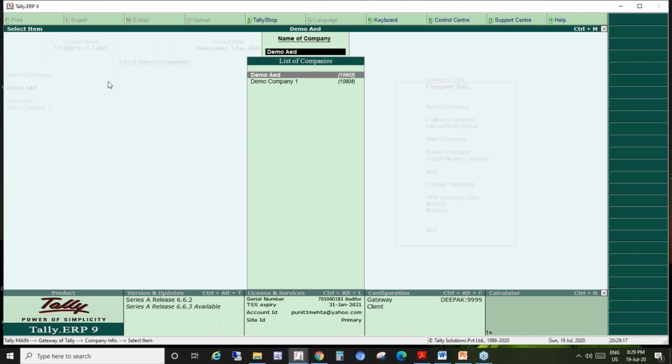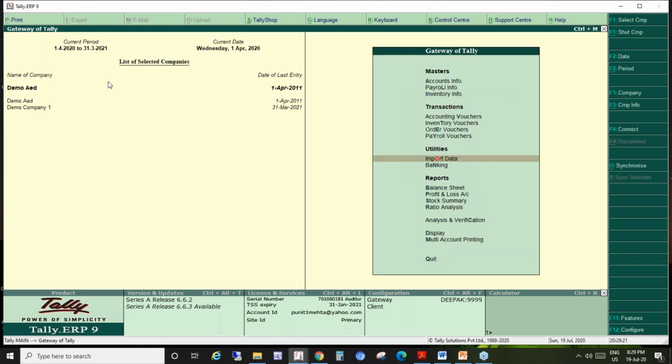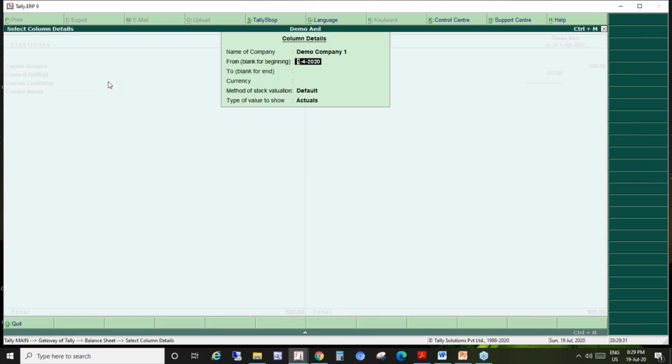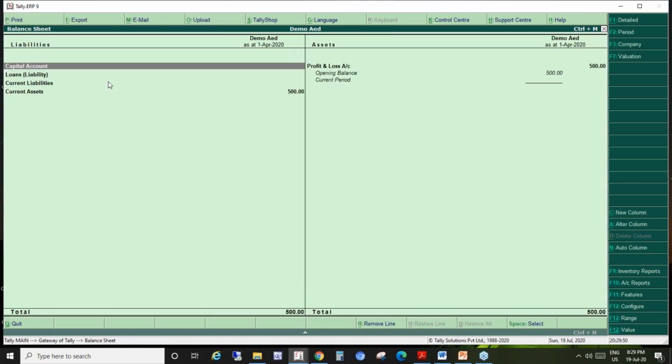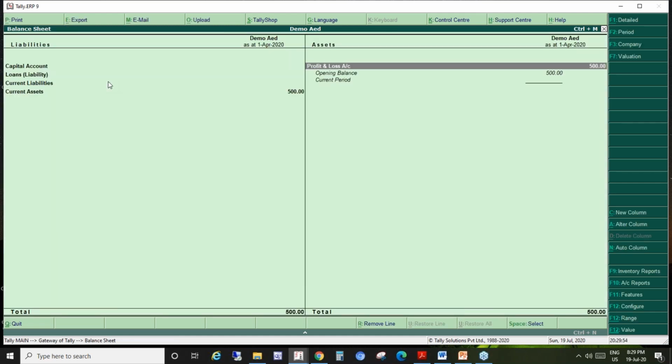Okay. I go to balance sheet. Now this is a company for Dirham. I want to load the company which was in INR. Okay. I select that company, nature of the company, Alt C, name of the company, Alt C. I say I want it in AED.